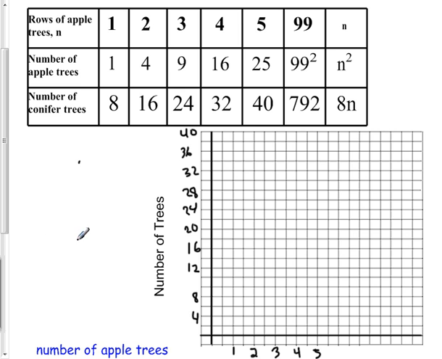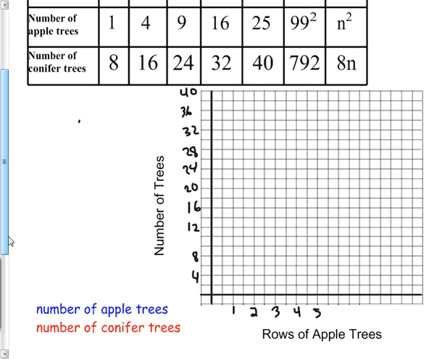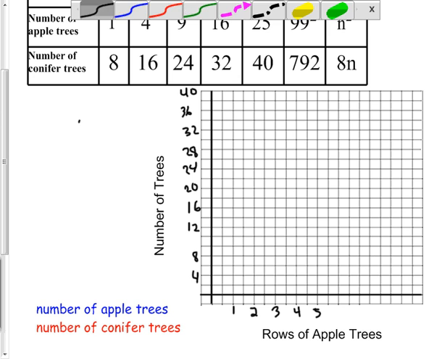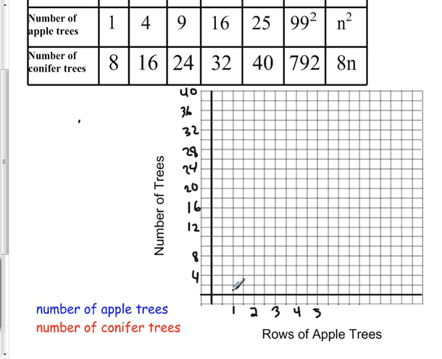So let's graph these. And what I did is I color coordinated them. I said the number of apple trees will be blue, so I'll grab my blue pen. And so for the first one, it was just 1, so it's going to be somewhere down here. For the second, it was 4, so 2, 4. For the third, it was 9, so right there. For the fourth, it was 16. And for the fifth, it was 25. So right there.